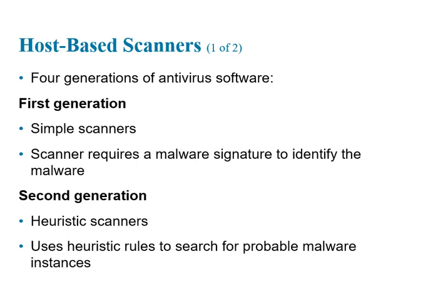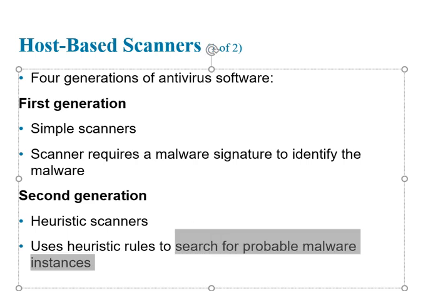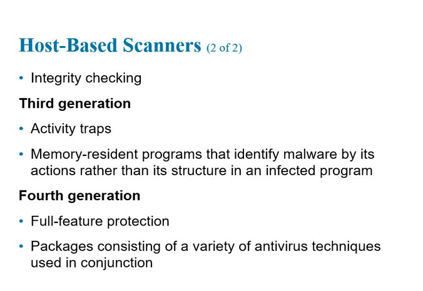You see, the first generation is only a simple scanner. It just requires a malware signature, then identifies: scan, then match with the signature. Then the second generation comes up with a heuristic scanner, which uses heuristic rules to search for probable malware instances. This one is more advanced. And then they also have integrity checking, like I said before, file integrity checking, which means the block level or the disk level of integrity checking and so on.